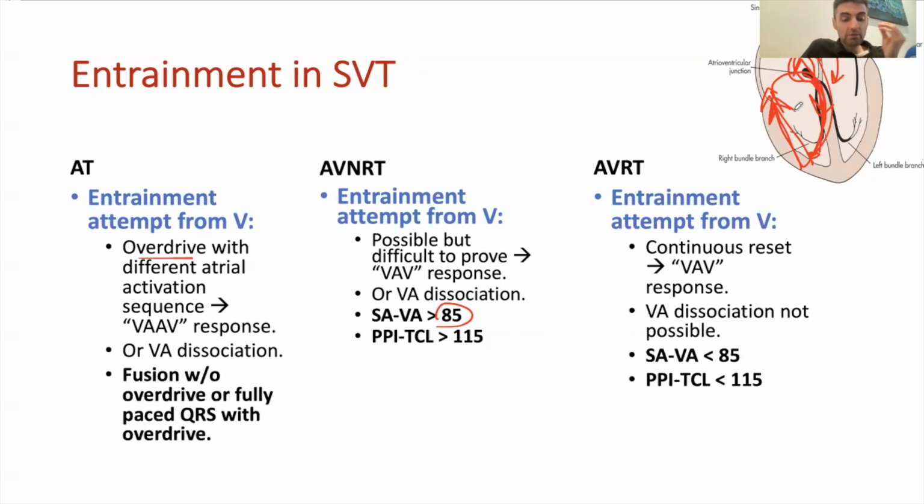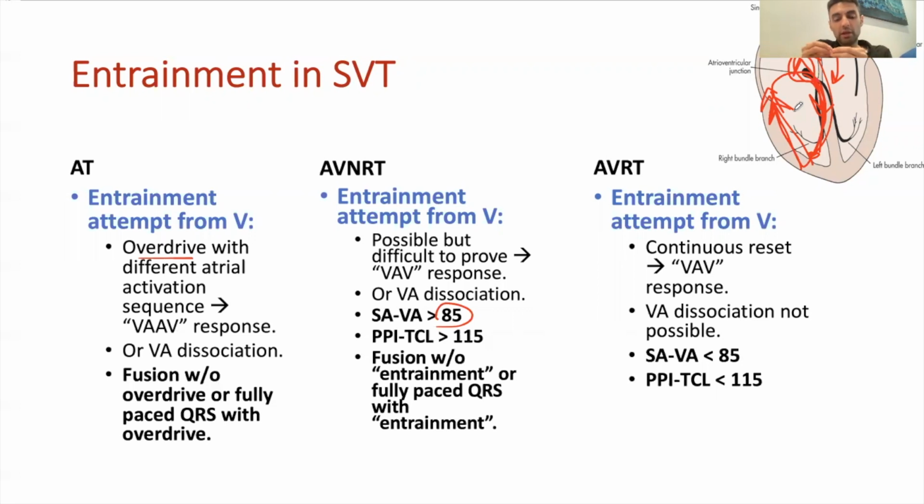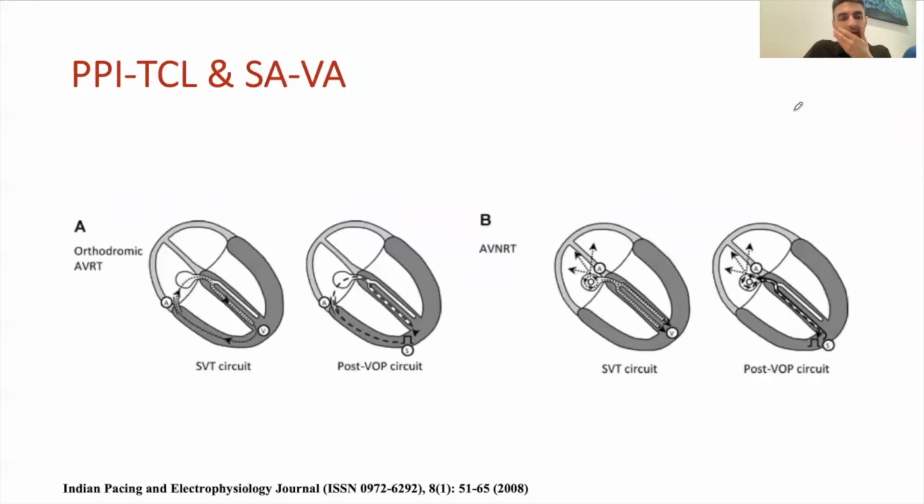So with atrial tachycardia, like we said, you might demonstrate fusion without reset or overdrive, or you will demonstrate fully paced QRS with overdriving of tachycardia. Otherwise it's not possible. For AVNRT, you might demonstrate fusion without entrainment because it's difficult to prove entrainment, or you will demonstrate fully paced QRS with overdriving of tachycardia if you think of the AVNRT as focal tachycardia. If you think of AVNRT as microreentry, you will call it entrainment. For AVRT, you will demonstrate fusion and reset at the same time.